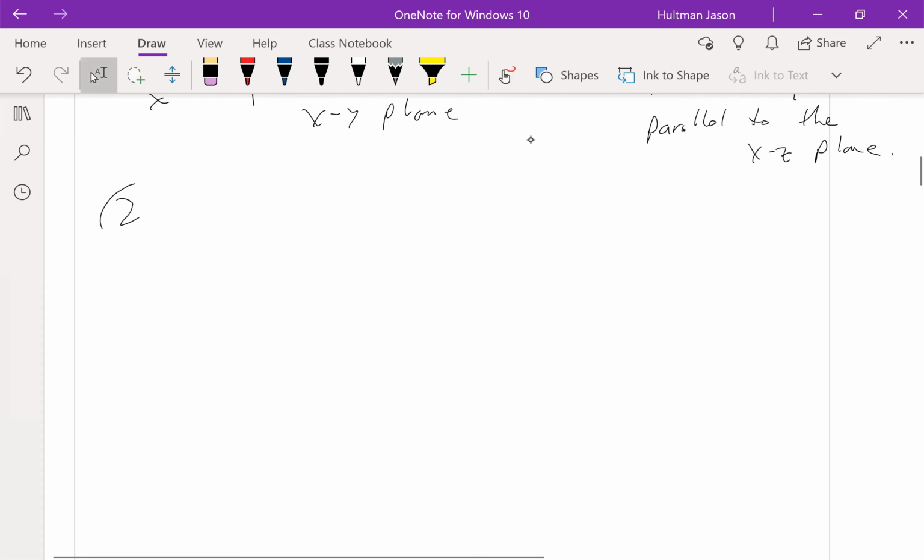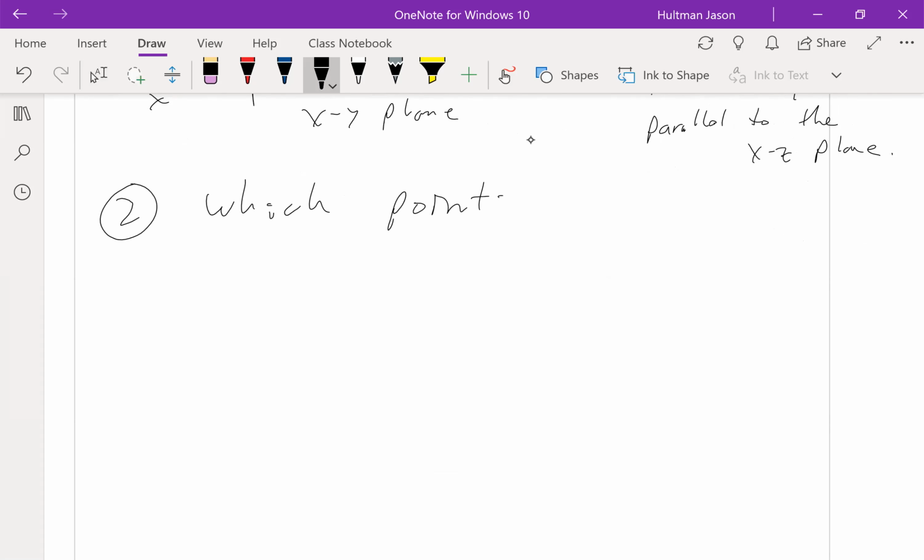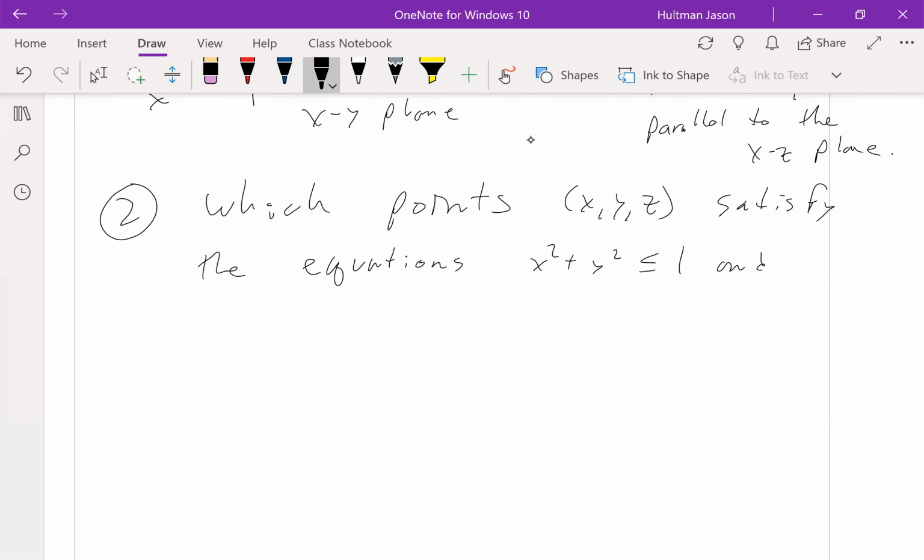Okay, number 2. Which points X, Y, Z satisfy the equations x squared plus y squared is less than or equal to 1 and z equals 3? Which points satisfy this?